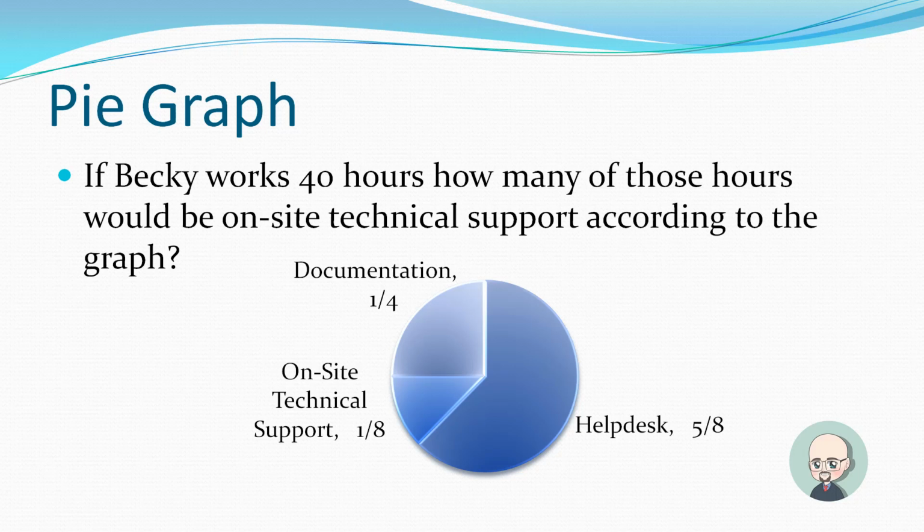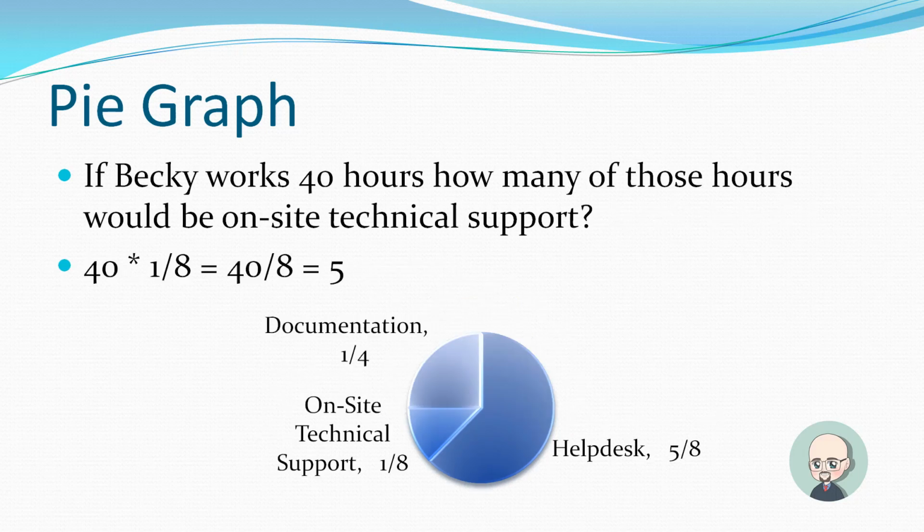Okay, now that you've worked out the problem. Okay, so Becky works 40 hours. So we see over here on-site technical support is 1/8 of her total time. So 40 times 1/8 is equal to 40 divided by 8, which is 40 times 1 divided by 8. 40 divided by 8 equals 5. So 5 of those hours would be devoted to technical support.